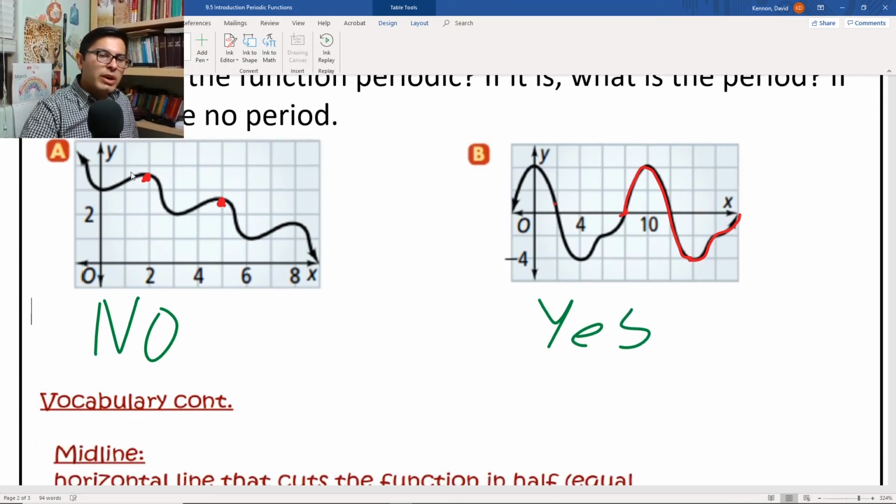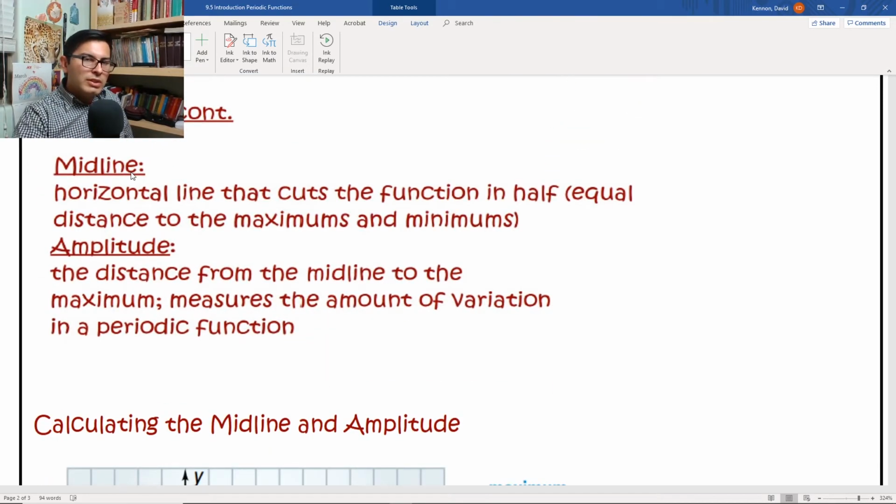Now there's no guided practice on this, but we are getting to new vocabulary. So we're going to be talking about midline and amplitude. They are related to each other, and in all honesty, if you can find one, you could really find the other. I would say start with midline. Midline is probably the easiest to go for.